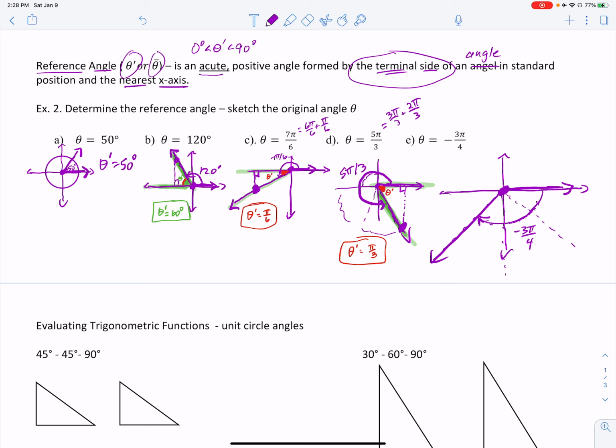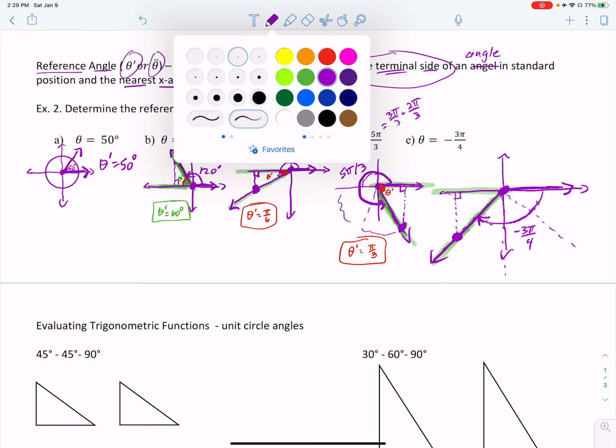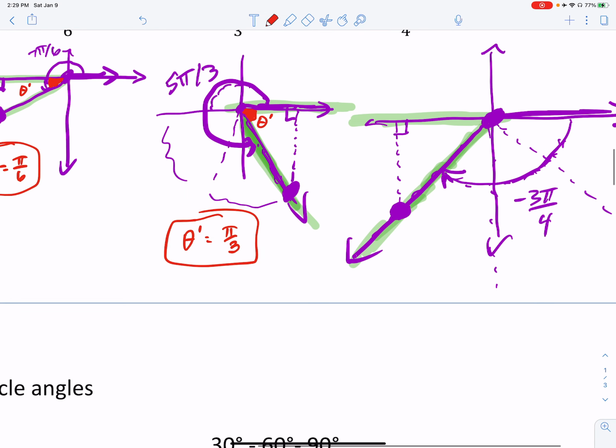And then I'm going to pick a point on the terminal side and drop an altitude to the closest x-axis, which is over here. And then the reference angle is the angle created by the terminal side and that closest x-axis. And so the reference angle on this is this angle right in here. This is theta prime. So you have to think, if I kept rotating, what would I need to rotate to get to that negative pi?